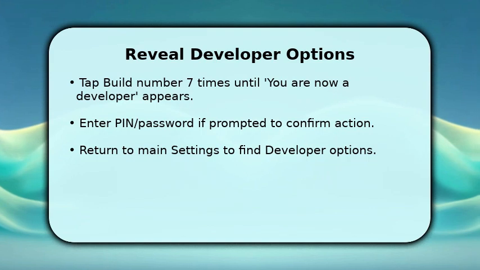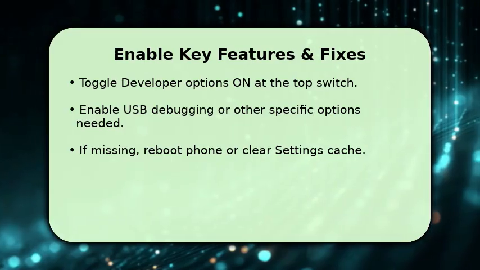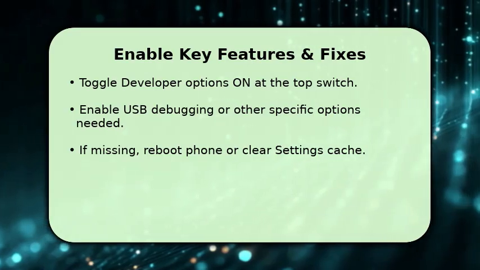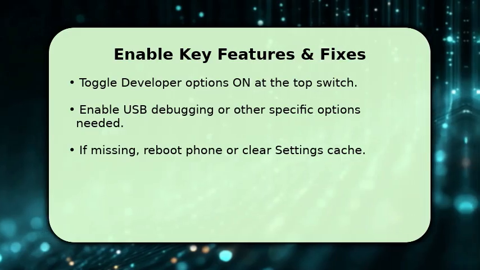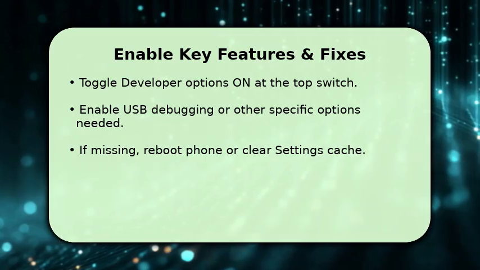Finish by switching developer options on using the top toggle. This activates the submenu without changing anything else. Next, enable USB debugging or any specific setting you need and read prompts before accepting. They explain risks and permissions.